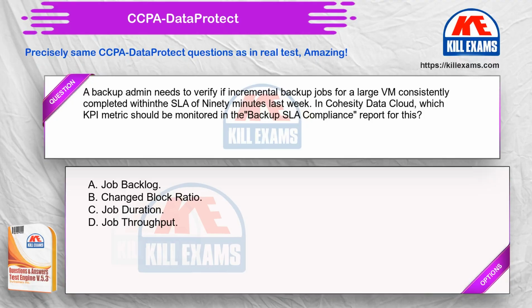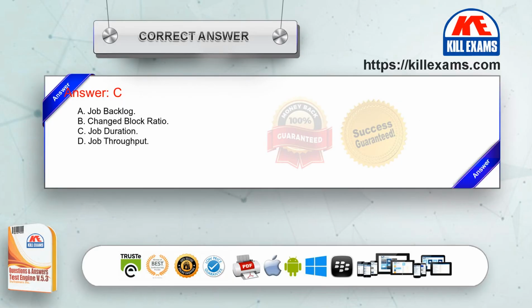A backup admin needs to verify if incremental backup jobs for a large VM consistently completed within an SLA of 90 minutes last week. In Cohesity Data Cloud, which KPI metric should be monitored in the backup SLA compliance report for this? A. Job backlog. B. Change block ratio. C. Job duration. D. Job throughput. The correct answer is option C.